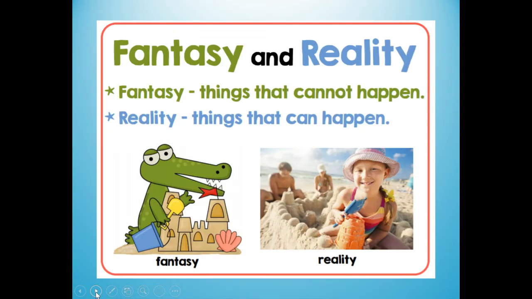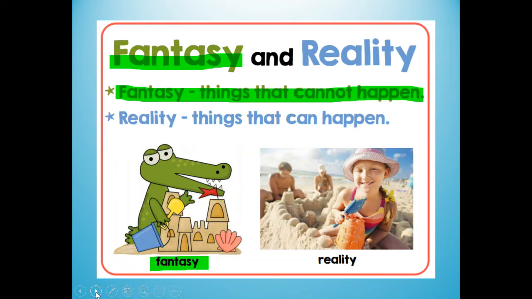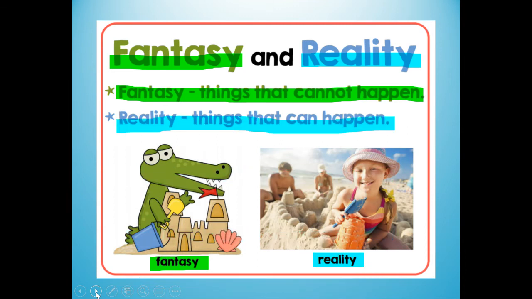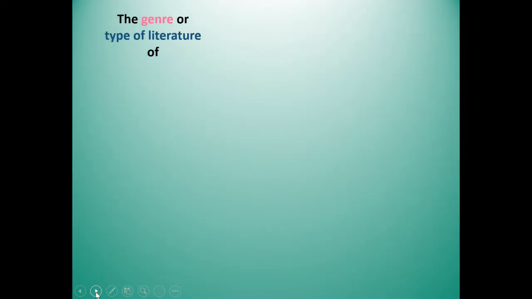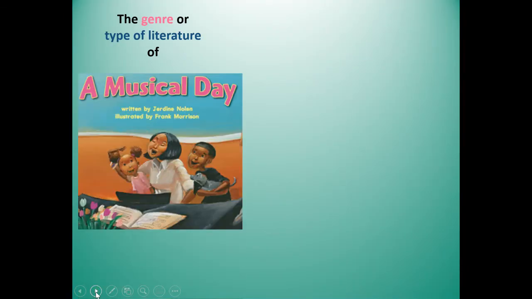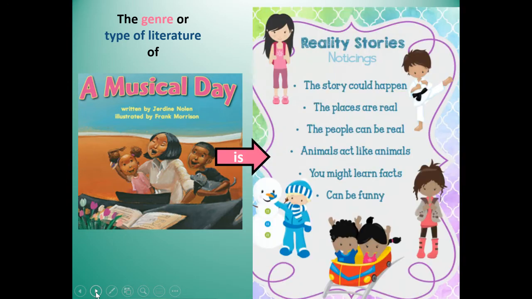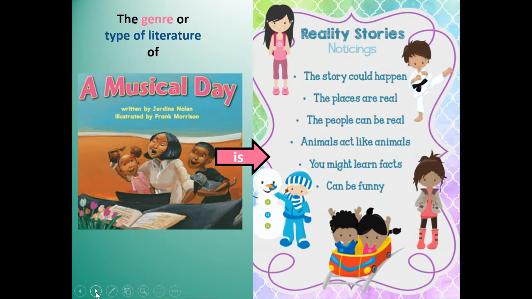All right. Is A Musical Day fantasy? And fantasy means things that cannot happen. Or is it reality? Reality means things that can happen. Think. Could a musical day really happen? Or is it fantasy? It could not happen. Well, the genre or type of literature of A Musical Day is reality.